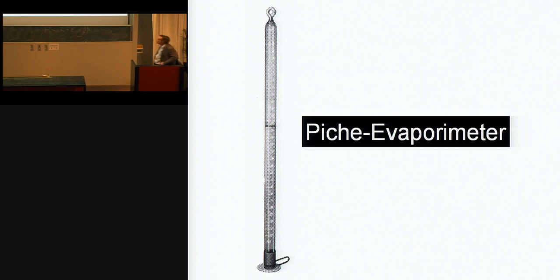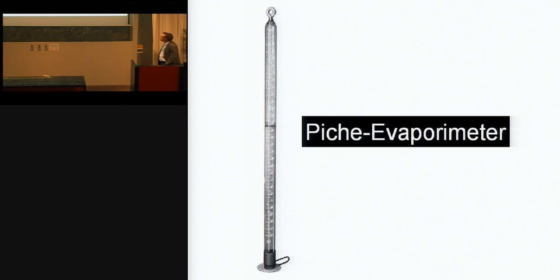You put these evaporimeters, you can hang them somewhere in a tree or so, and then the evaporation out of this column of water is measured by reading how much water is going out of this, and that gives you an evaporation estimate.